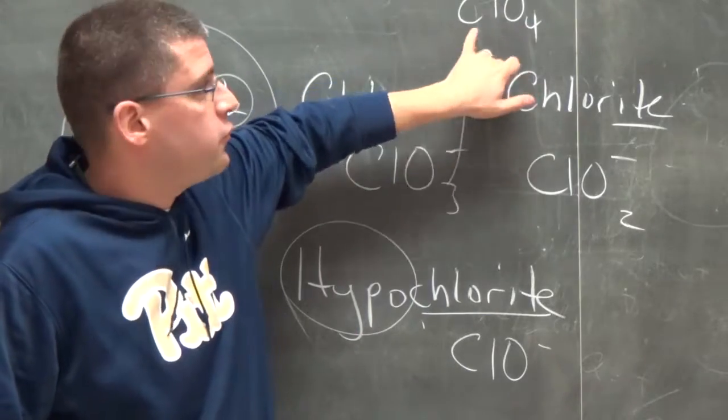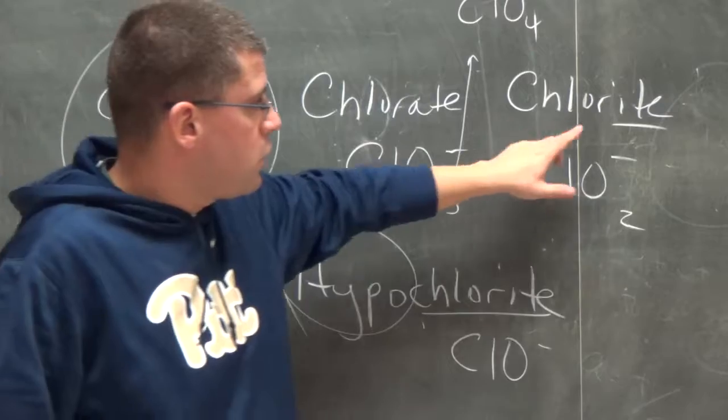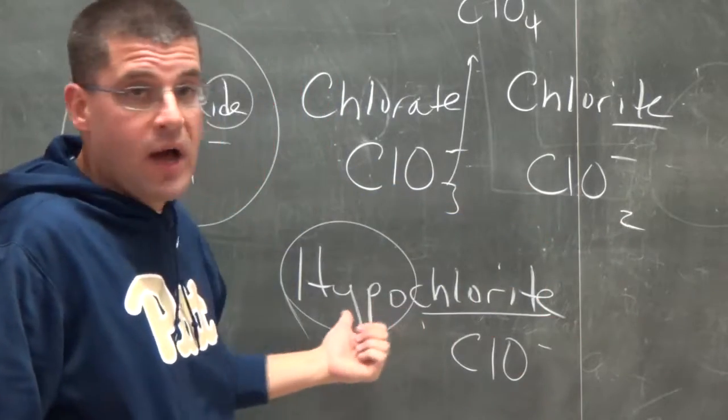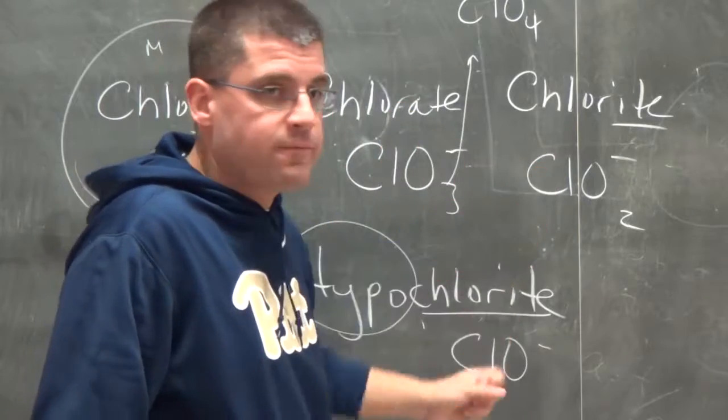Perchlorate has the most oxygen, ClO4 negative. Chlorate, ClO3 negative. Chlorite, ClO2 negative. Hypochlorite, ClO negative. Look at that. 1, 2, 3, 4 right there.